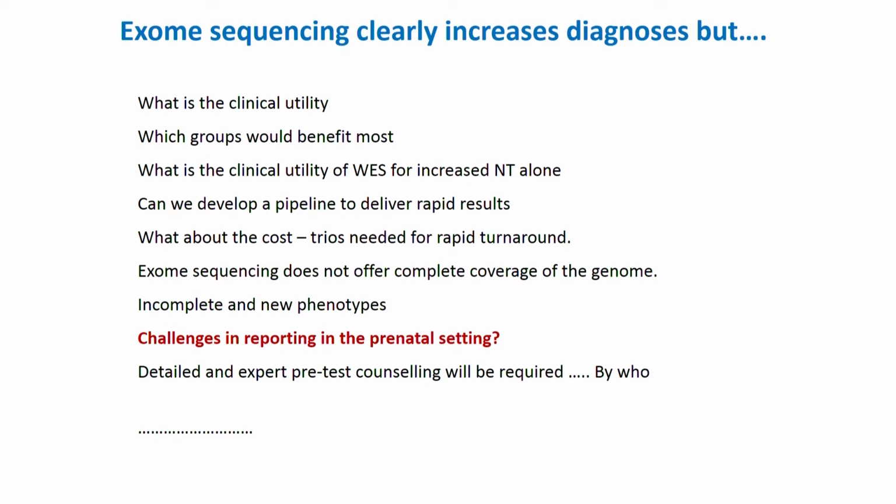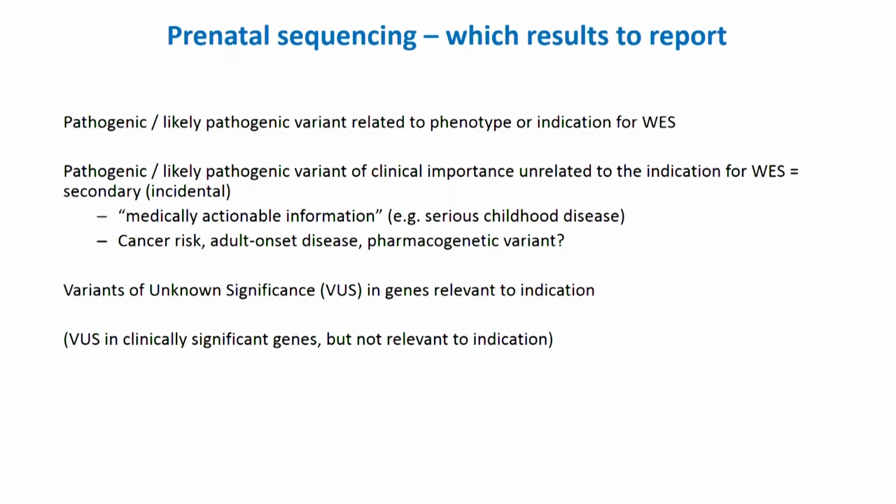The other issue, and this is a seriously challenging issue, is what are we going to report in the prenatal setting? Are we just going to report the pathogenic or likely pathogenic variants related to the phenotype or the indication for the whole exome sequencing? Or should we be reporting pathogenic and likely pathogenic variants of clinical importance but unrelated to the indication? So secondary findings like medically actionable information such as serious childhood diseases or late onset disorders. For example, predisposition to cancer, pharmacogenetic variants, etc., etc.